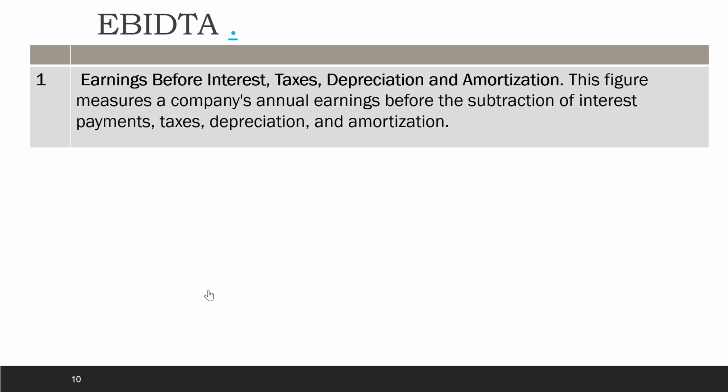Depreciation is done for which assets? Tangible assets. And intangible assets, we amortize, because both have a life. Okay, you can look up the pronunciation of amortization.